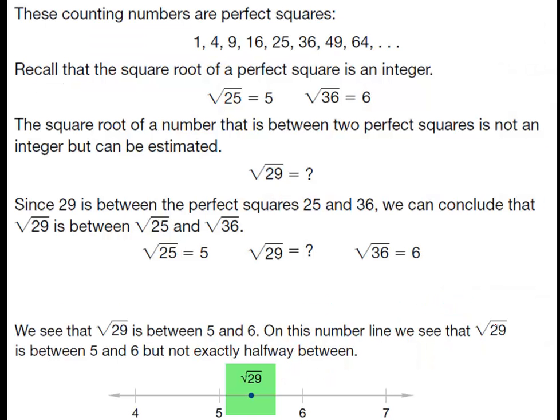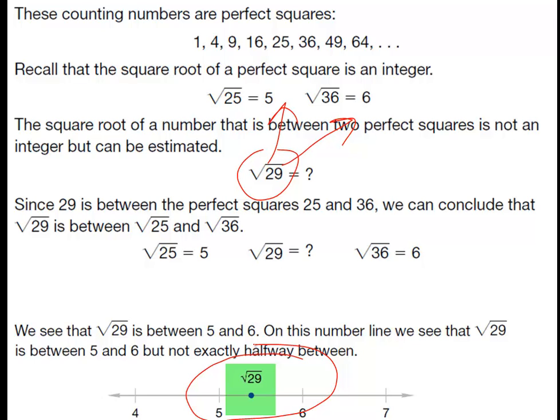Okay, so we've got counting numbers that are perfect squares: 4, 9, 16, 36, 64, and you'll recall that the square root of a perfect square is an integer. So the square root of 25 is 5, the square root of 36 is 6. But what's the square root of 29? Well, we know it's going to fall somewhere between 5 and 6, because 29 falls between 25 and 36. We also know it's not going to be exactly halfway, because 29 is not halfway between 25 and 36. So we're estimating, but we know that it falls between 5 and 6.